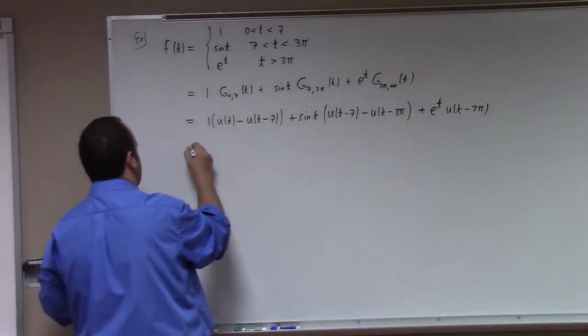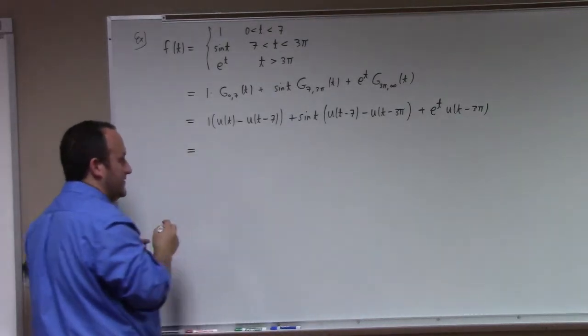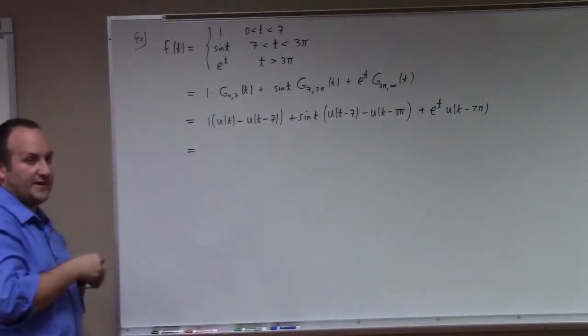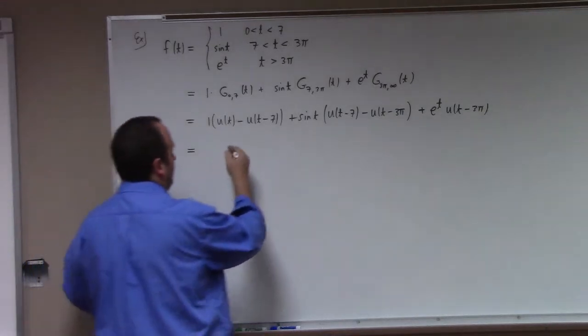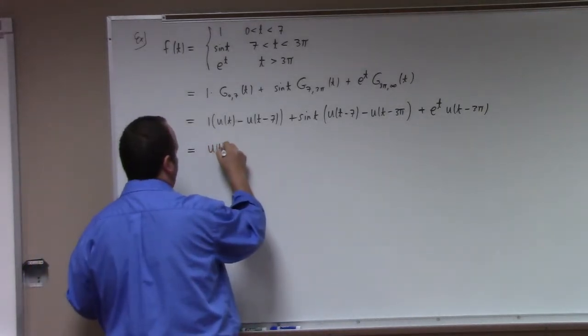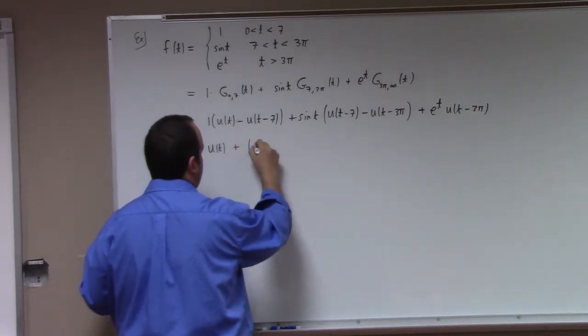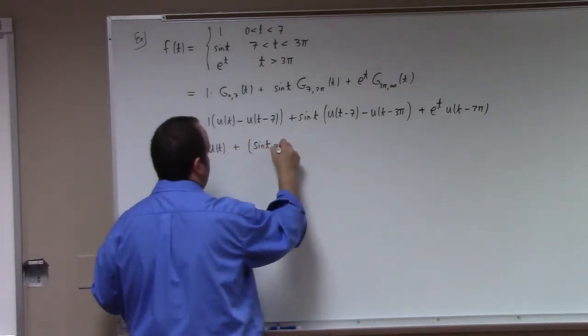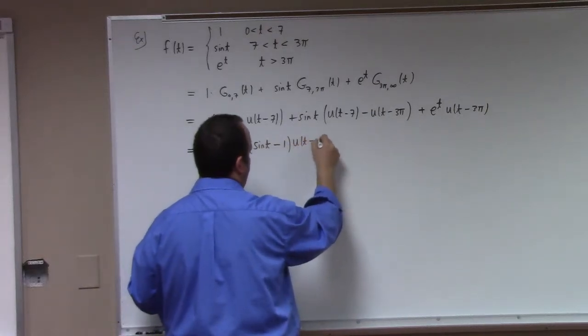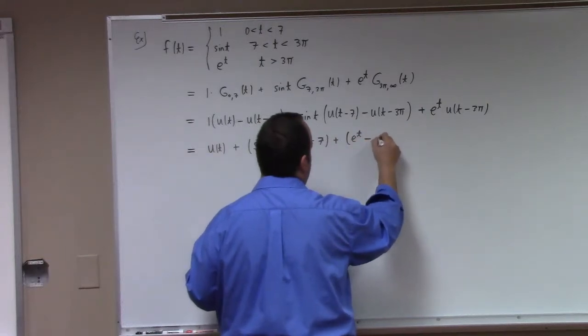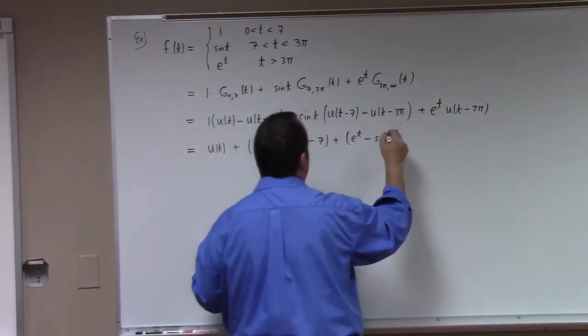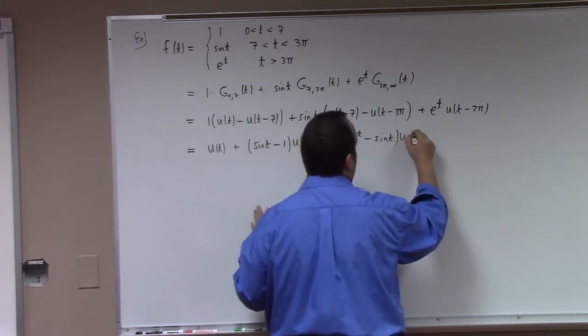If you take this course from an engineering professor who has less patience than I do, they would probably just write down the next step, because pragmatically speaking, this is what you do. I mean, it always leads to this. So I've got my u of t, plus sine of t minus 1 times u of t minus 7, and then plus e to the t minus the sine of t times u of t minus 3 pi.